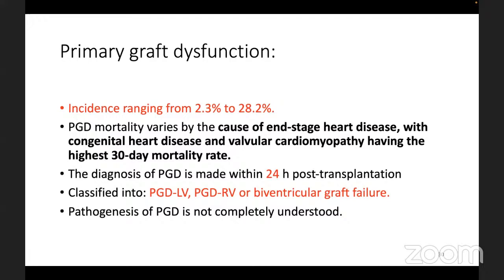Mortality varies by the cause of end-stage heart disease, with congenital heart disease and valvular cardiomyopathy having the highest 30-day mortality rate. Now, for the diagnosis, it's made within 24 hours post-transplant, and it could be classified into LV primary graft dysfunction, RV primary graft dysfunction, or biventricular. The pathogenesis is not completely understood.